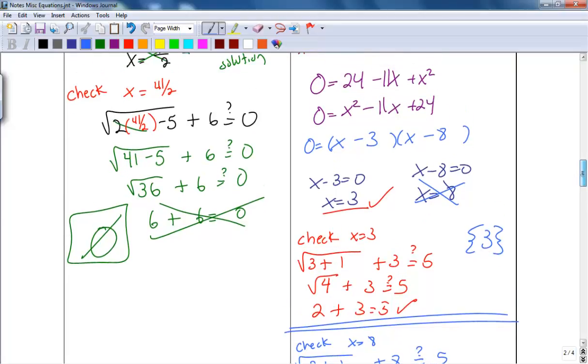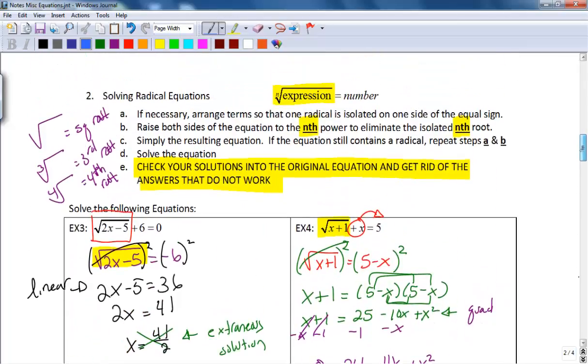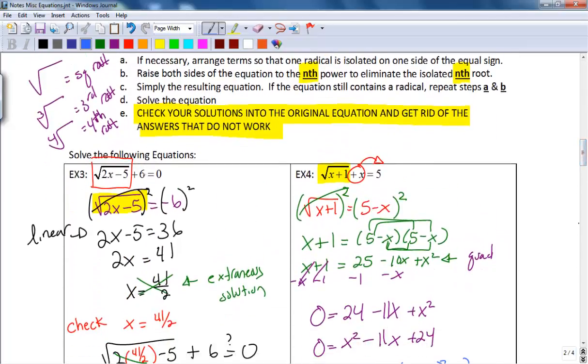So again, when you are solving radical equations, you have to isolate one of the radicals, raise both sides to the nth power, and then simplify. As long as you don't have another radical, then you solve your equation. What you have to be careful with in these radical equations is that sometimes you end up with linears, sometimes you end up with quadratics, and you have to solve those appropriately.